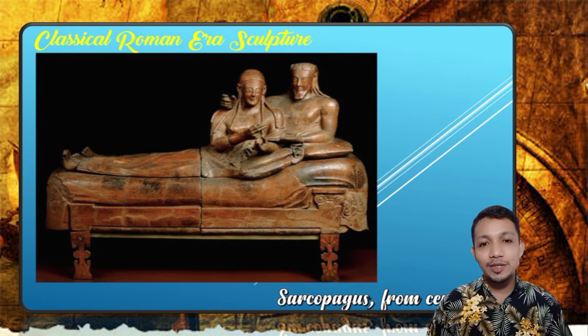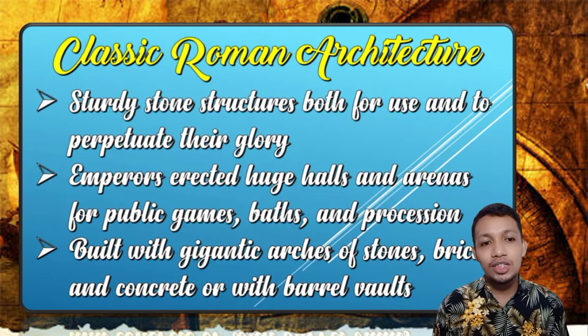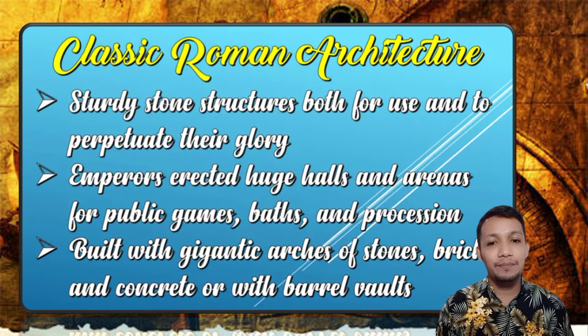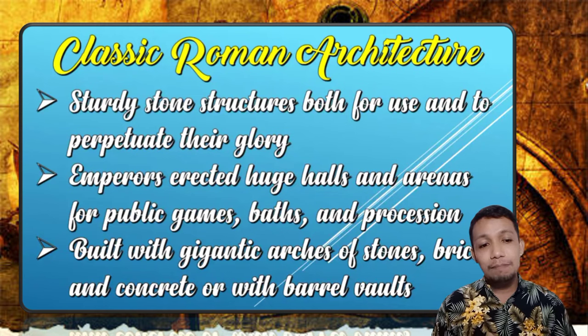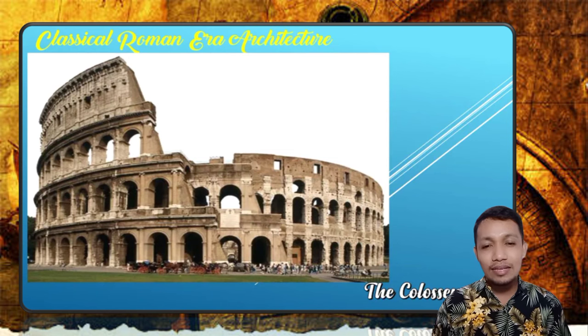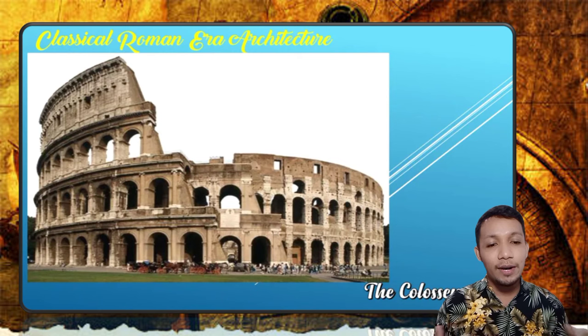Now learners, let's proceed to classical Roman architecture. The architecture of the Romans is characterized as sturdy stone structures, both for use and to perpetuate their glory. Emperors erected huge halls and arenas for public games, baths, and processions. It was built with gigantic arches of stones, bricks, and concrete, or with barrel vaults. And here is an example of classical Roman era architecture, which is very popular in Rome, the Colosseum.